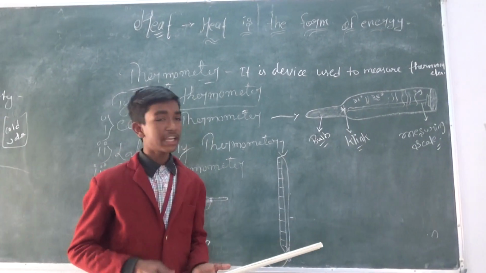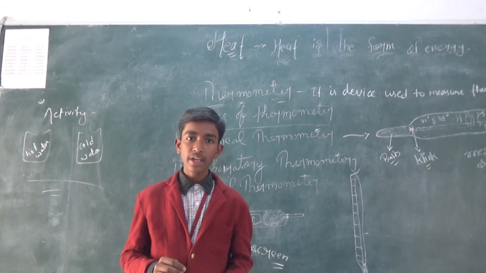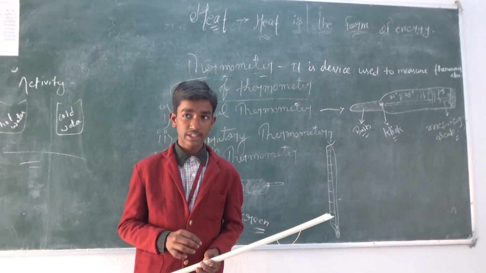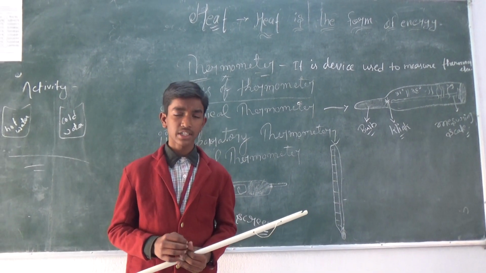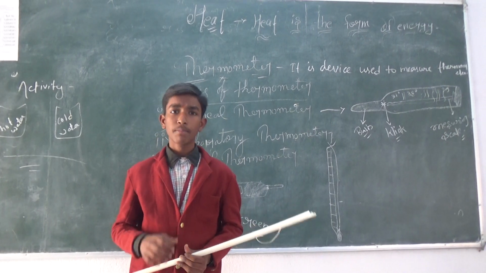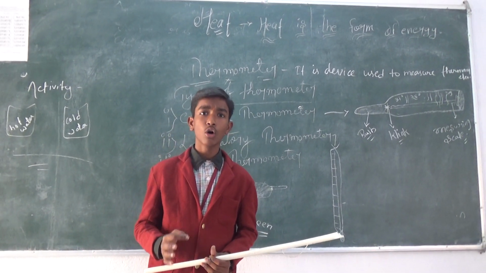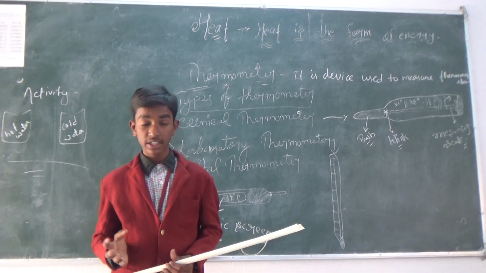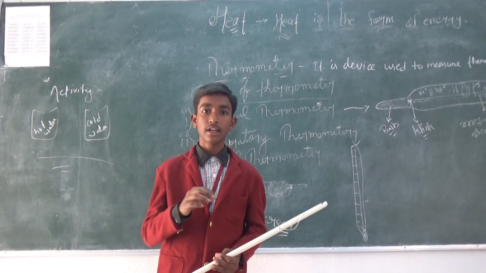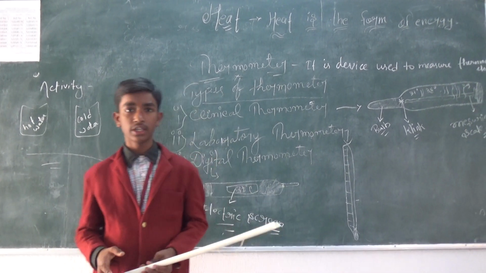Then we discuss the range of the clinical thermometer. The range of the clinical thermometer is 35 degrees Celsius to 42 degrees Celsius. Why is the range of the clinical thermometer 35 degrees Celsius to 42 degrees Celsius? Because the temperature of the human body normally cannot go below 35 degrees Celsius or above 42 degrees Celsius. So it has the range of 35 degrees Celsius to 42 degrees Celsius.